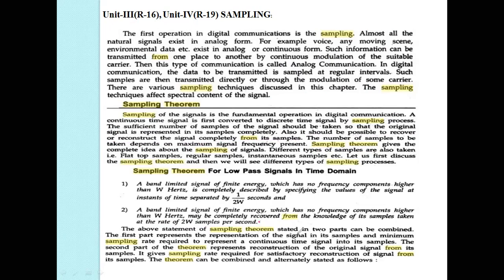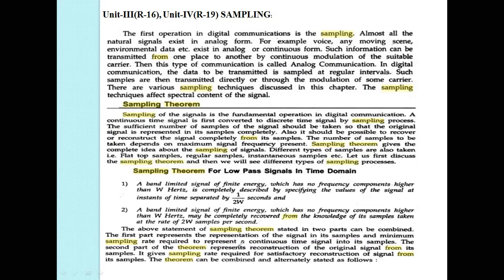The above statement of the sampling theorem, stated in two parts, can be combined. The first part represents the representation of the signal in its samples and the minimum sampling rate required to represent a continuous time signal into its samples. The second part of the theorem represents the reconstruction of the signal from its samples.